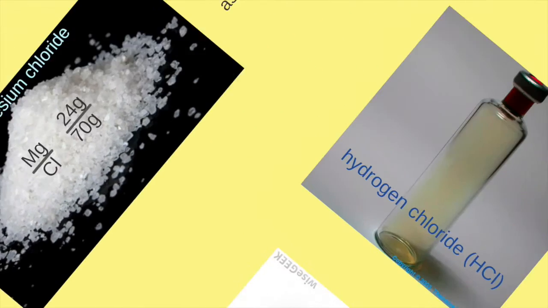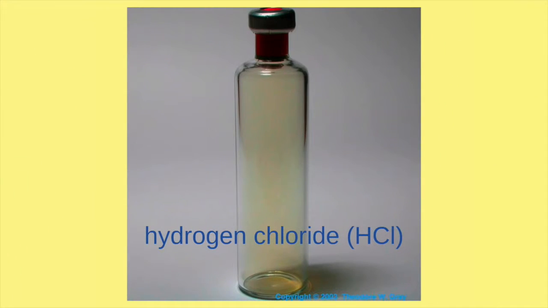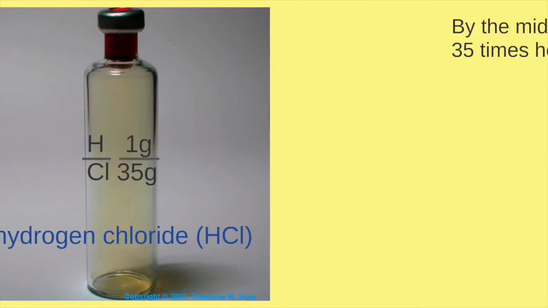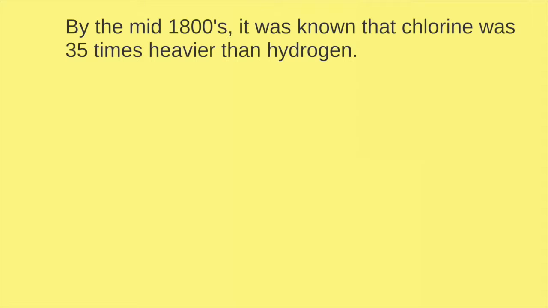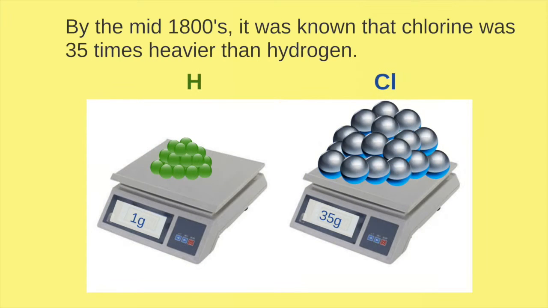One more example, hydrogen chloride. Here, you will have a mass ratio of 1 gram of hydrogen to 35 grams of chlorine. No matter how big your sample, this ratio will always be the same. Now, by the mid-1800s, scientists had discovered that chlorine was 35 times heavier than hydrogen. That means if you had the same number of hydrogen atoms on a scale as chlorine atoms, the chlorine would weigh 35 times as much as the hydrogen.